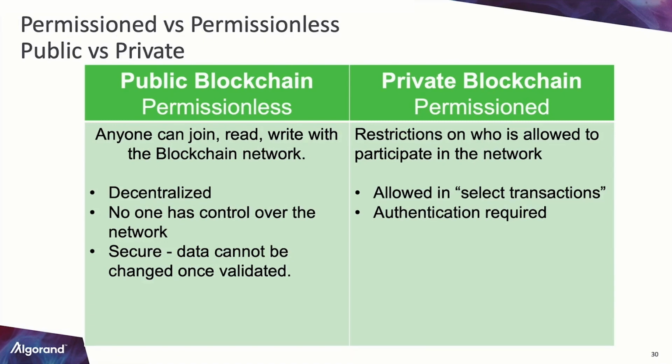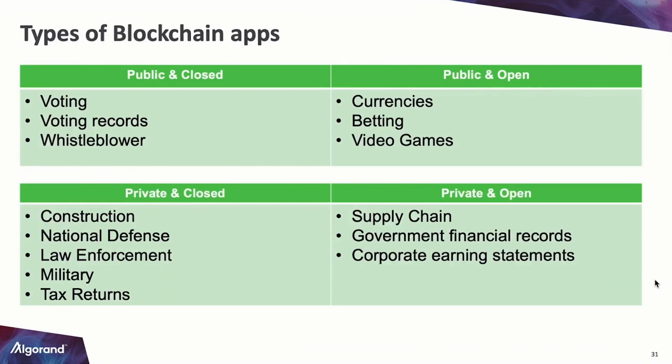Now, the private blockchain allows selected transactions, and authentication is typically required as it's built into the blockchain, providing restrictions on who is allowed to participate in the network. So now you're probably asking, gee, what kind of applications can I build on a public and open blockchain like Algorand? Am I only limited to public and open? Well, no. And I'll get to all of these categories, but the short story is you can create solutions for all of these. But the one I will start with here is public and open.